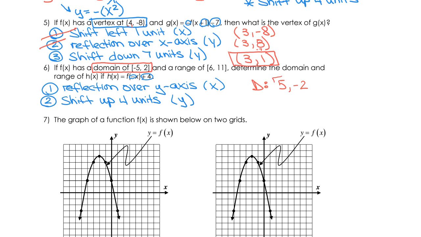Okay? However, there's a problem with our domain: when we do that, it's no longer the small number first and the larger number last. So we're going to cross that out and we're going to rewrite it as negative 2, 5.